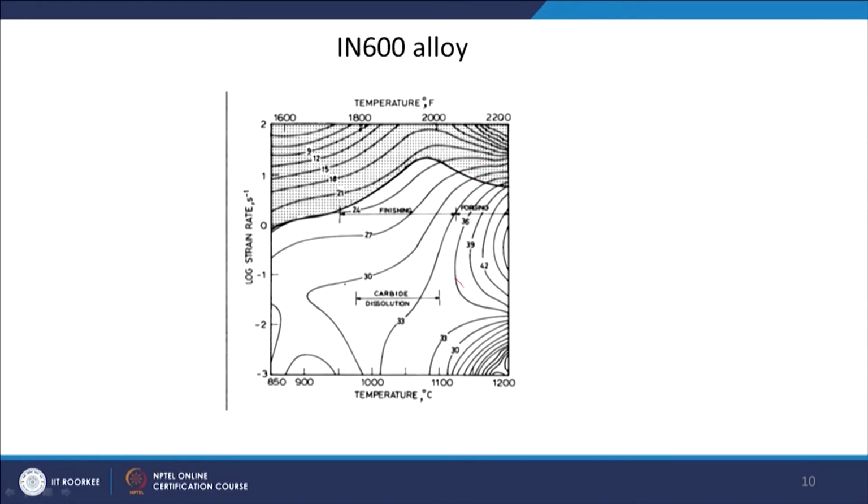The carbide dissolution is taking place somewhere here. Okay. So, knowing all these microstructural changes, now you can design the process, that is, what should be my forging or finishing operation, so that there should not be any microstructural change which I do not want. Okay. Avoiding the unstable region and so on.